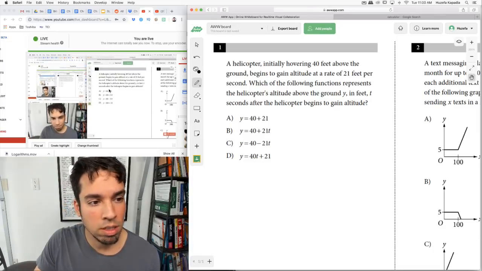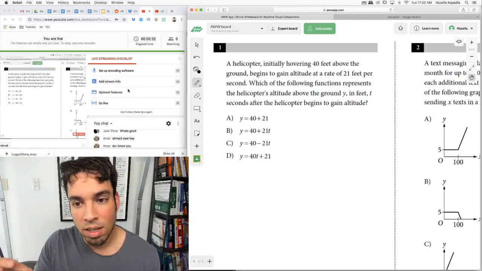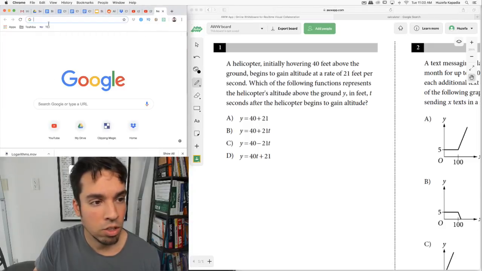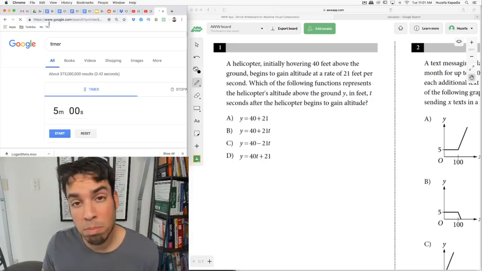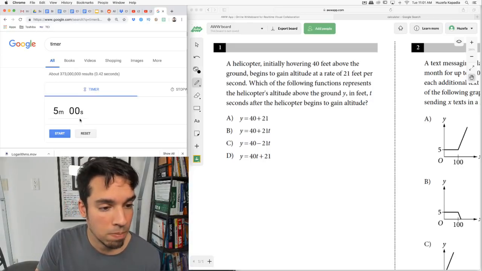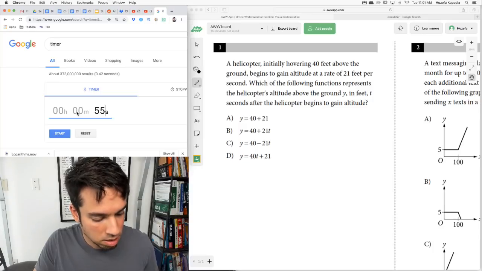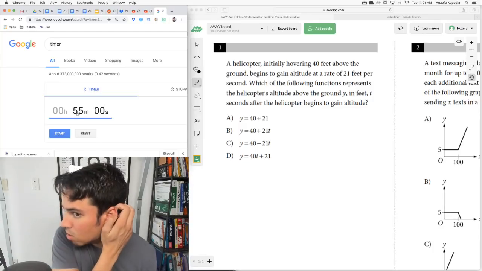If you're new to these live streams and new to the channel, I'm going to be doing this in real time, meaning I'm going to set a timer. Let me do that right now. Usually the idea is I'm doing these problems for the first time, taking it blind so you can see me problem solve in real time. This is actually not the case here because I took the actual SAT, an official one, in October. So I have seen this one before.